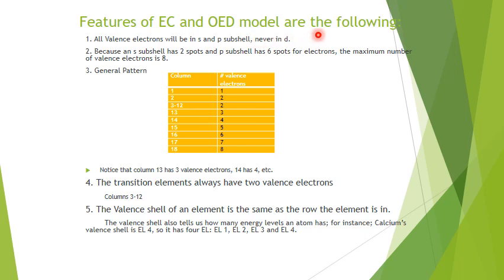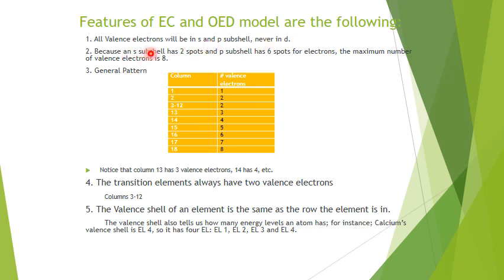So let's see what the main features of these two models are. What are the key things we distill from these models? First of all, if you go back and look carefully, or I'll just tell you, all the valence electrons will always be in the S and P subshells, never in the D.